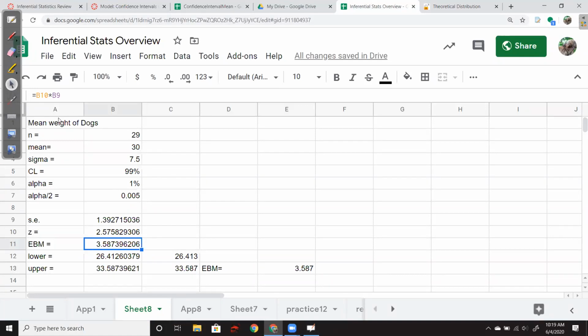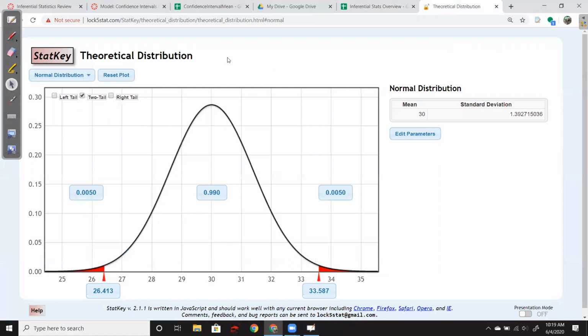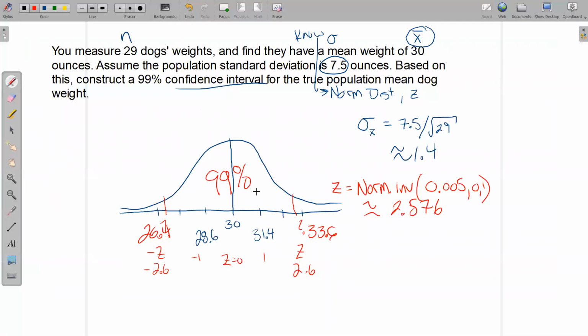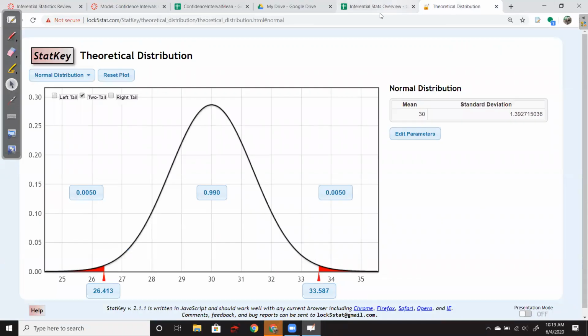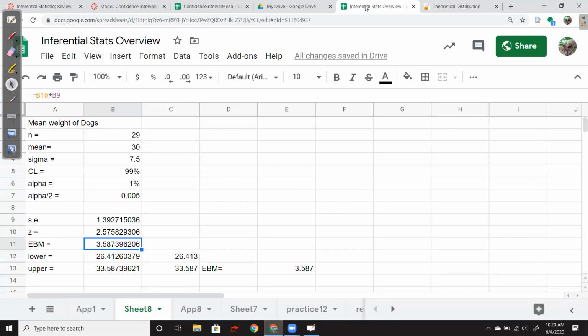This problem doesn't involve a p-value because it is a confidence interval, not a hypothesis test. So it's hypothesis tests that we worry about p-values. So here, let's see if we're able to calculate it now. I'm going to call it about 3.6-ish is my margin of error.